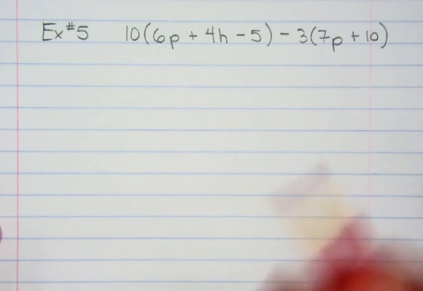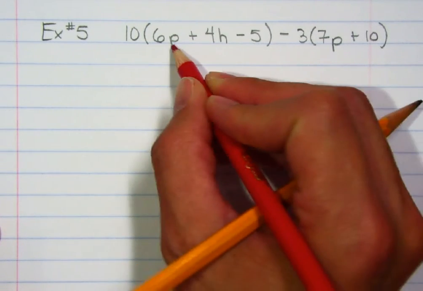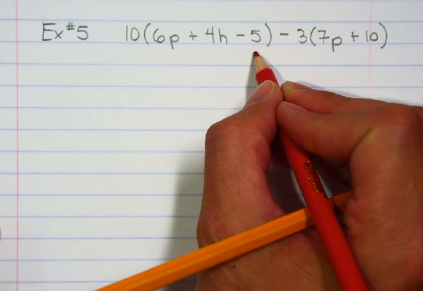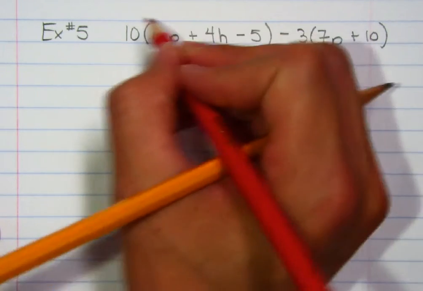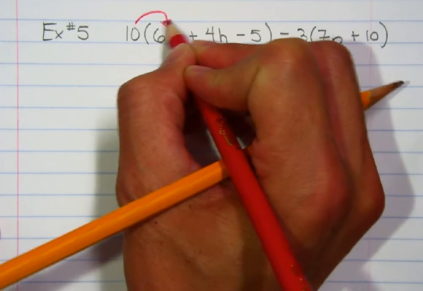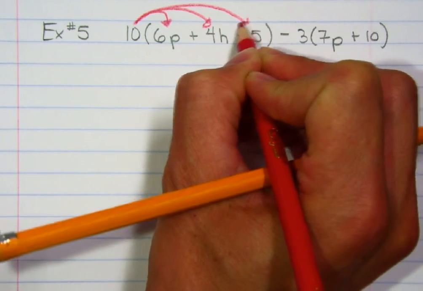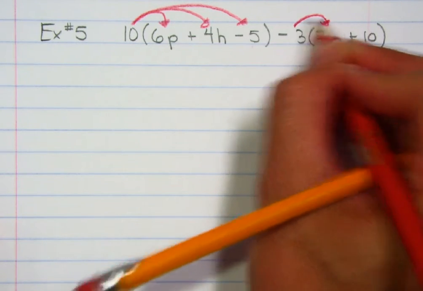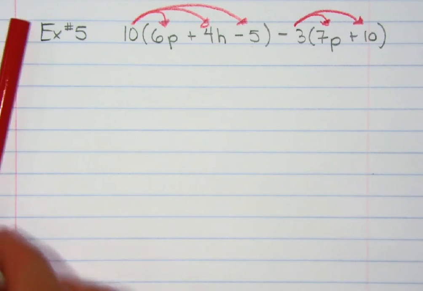All right, so again I'm going to do some distributing. I can't combine anything inside because they're all unlike. This one has the letter P, letter H, and a constant. Over here I've got a whole separate parentheses, so I'll worry about that separately. So I'm going to go ahead and distribute. This time I'm going to multiply by 3 terms inside. And this one gets distributed to 2 terms, so negative 3 times the 7p and times the 10. So I'll do those one at a time.